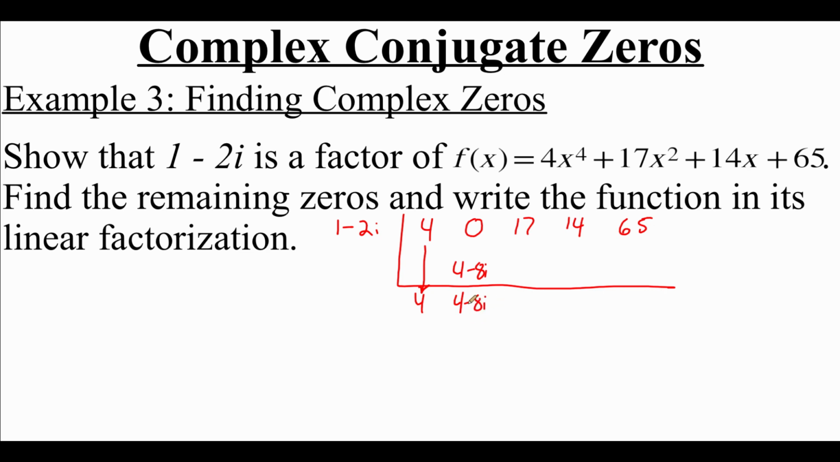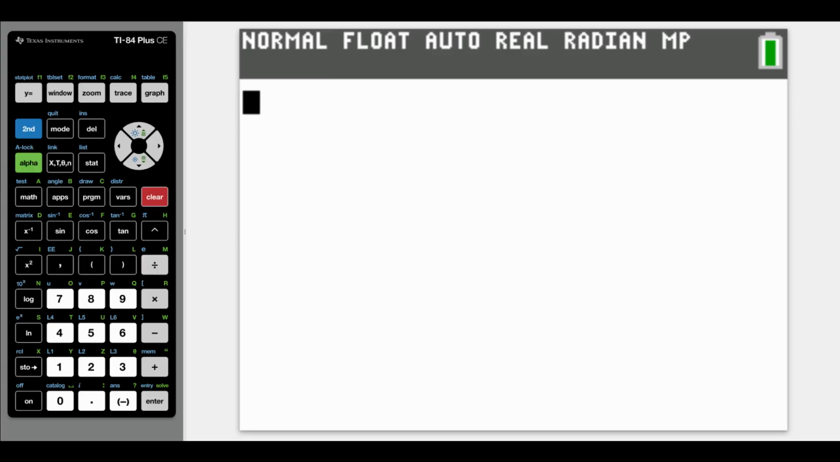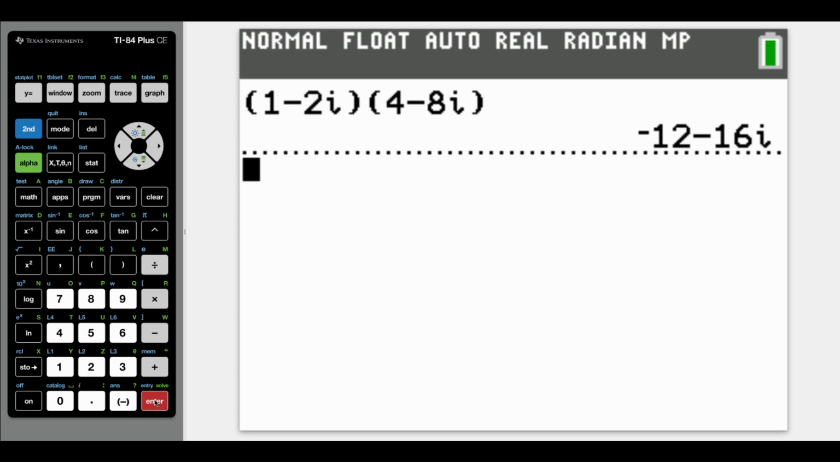Now doing this multiplication in here might get a little tricky. Trying to multiply 4 minus 8i times 1 minus 2i. And we can actually use our calculator to help us out with multiplying these imaginary numbers together. On your calculator, the i button is directly above the decimal point. So if I wanted to do 1 minus 2i and multiply that by 4 minus 8i, then when I do that, I can see that I get -12 minus 16i.